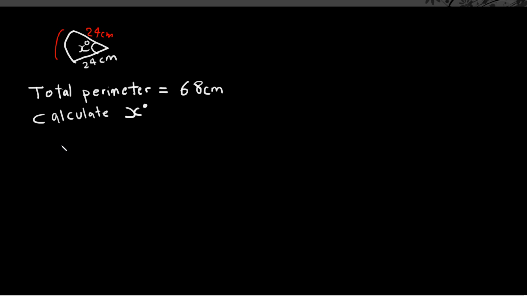When you calculate perimeter, it equals the arc plus your radius plus your radius. Now, the whole perimeter equals 68 cm, which equals your arc, which you still do not know, plus your radius of 24 plus 24. Your arc should equal 68 minus 24 minus 24, so the arc would have been 20 cm.